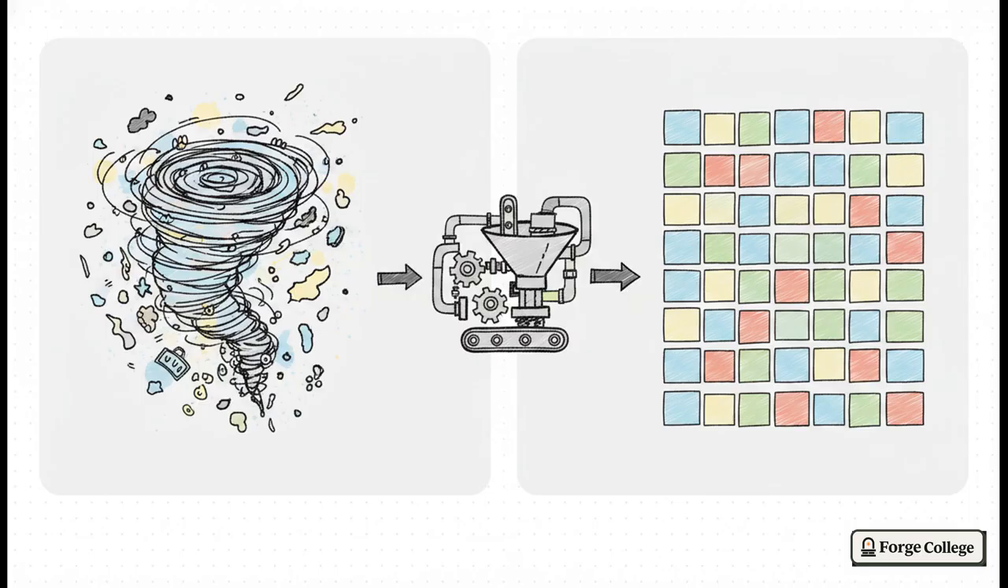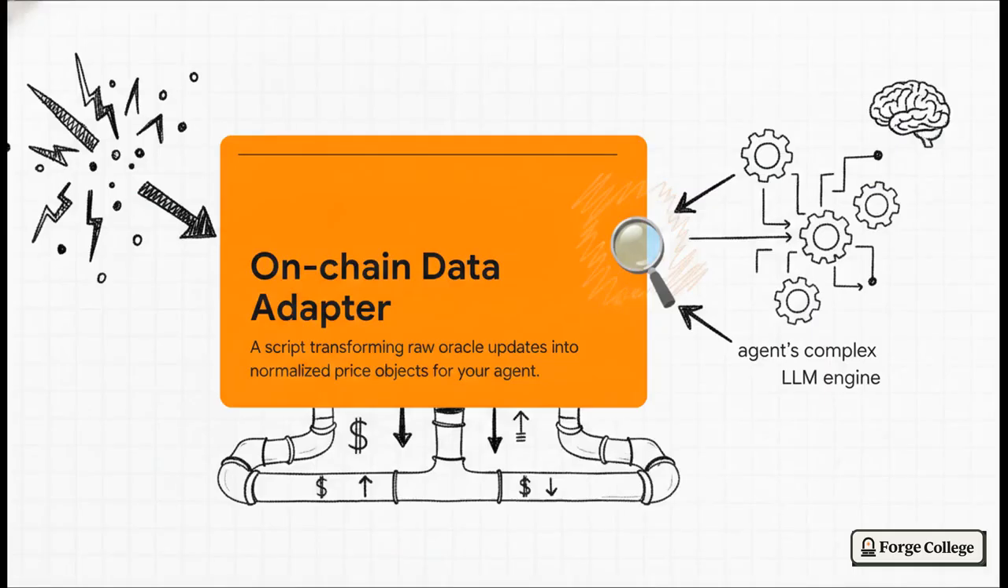I mean, picture raw on-chain data. It's fast, it's furious, and honestly, it looks like a messy ticker tape in a foreign language. On the flip side, we have our PriceTick schema. This is that neat, color-coded, meticulously organized spreadsheet that our AI boss actually requires to do its job without throwing a total tantrum. So the crucial point is that an on-chain data adapter is simply a script.